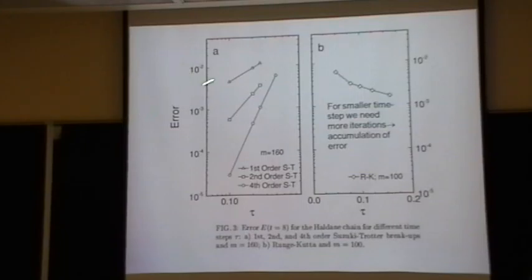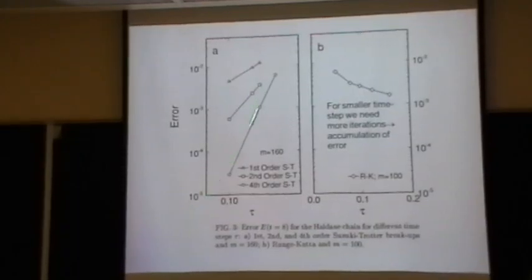Here we also see how the error scales nicely as we expect for each order of the Suzuki-Trotter. I'm showing the error as a function of tau for a given point in time, and you can see that the slopes correspond to the order of the Suzuki-Trotter. This is for a fixed number of states, which in this case is enough to keep the error under 10 to the minus 6 or 10 to the minus 7.